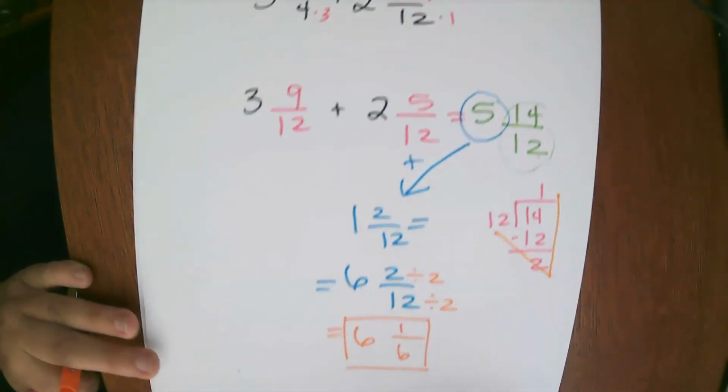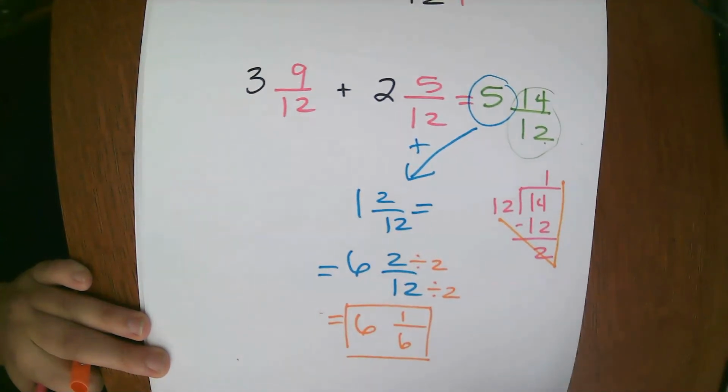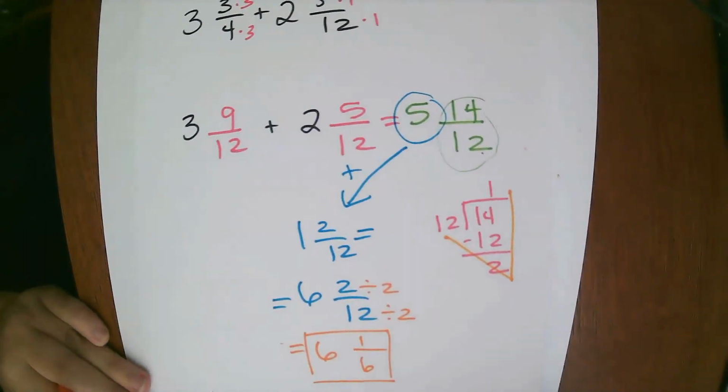When we get 1 and 2/12, you see we are left with a whole number right here. We add that whole number to the original whole number of 5. So we get 6 and 2/12. Then you ask yourself, can I simplify? If you can, if the answer is yes, then you go ahead and do so.